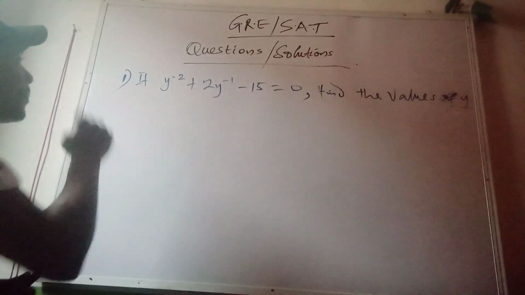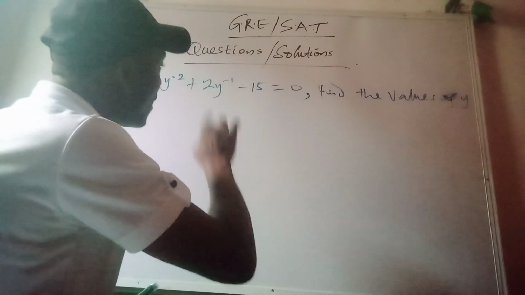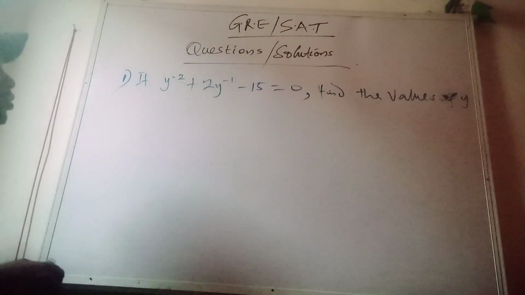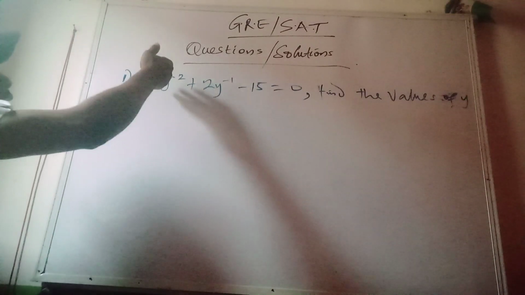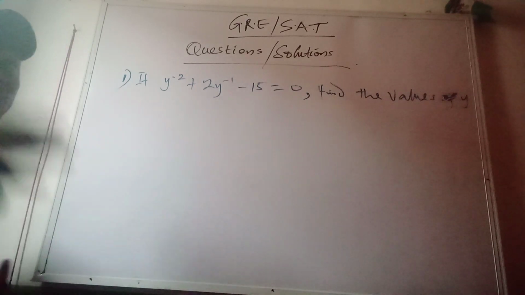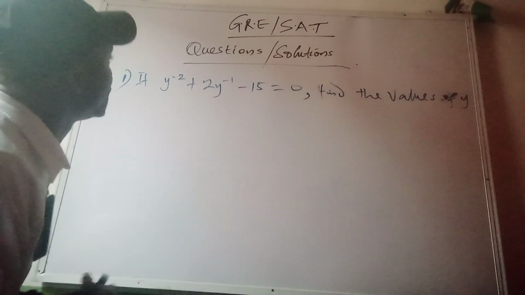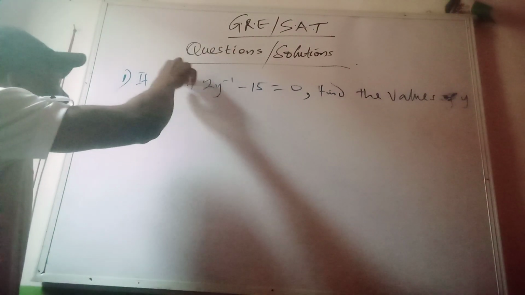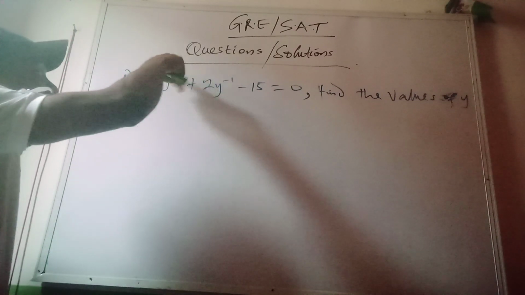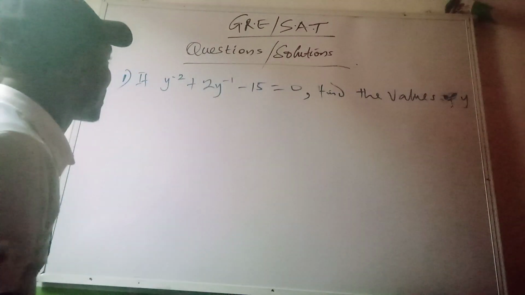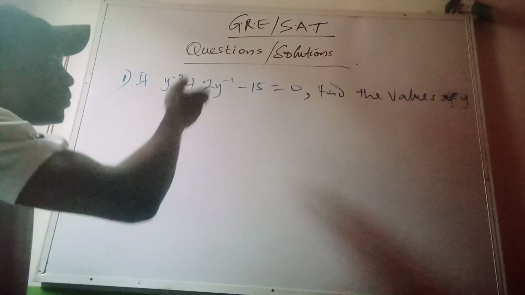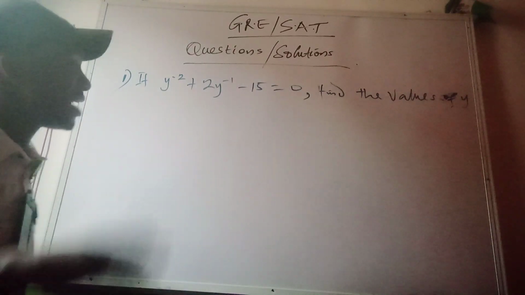If we have y raised to power minus 2 plus 2y raised to power minus 1 minus 15 is equal to 0, find the values of y. In mathematics, whenever you see power, we call it power, index, or exponents. Whenever you see the power, the highest degree of the power determines the number of answers we are going to get. Since we have y raised to power minus 2, meaning we can have power 2, we are going to have 2 solutions. That's just a simple talk.